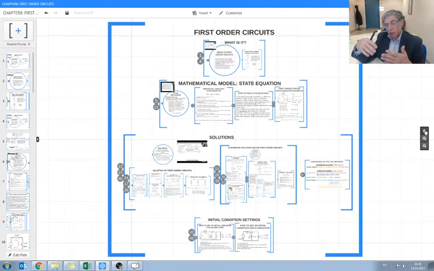These are the natural solution and the forced solution. So the general solution is the summation of those two solutions, natural and forced solutions. What are those? Let me go into a bit more detail.